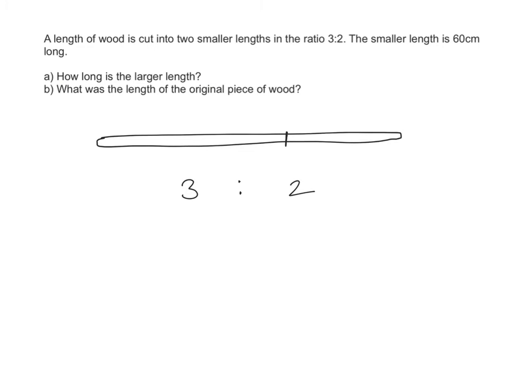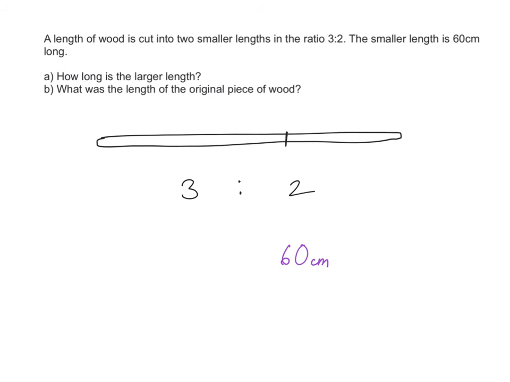Now, then they tell us that the smaller length is 60 centimeters long. So this means the smaller length here is 60 centimeters long, that's your smaller part. And the question is asking us, how long is the larger length? So if this part is 60, according to this ratio, how long will this part be?